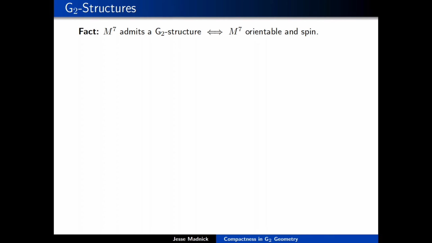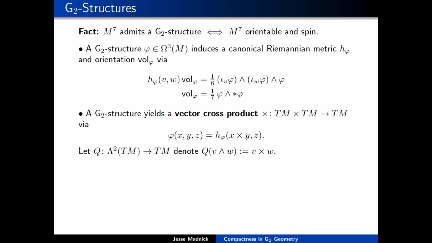Okay, whether a 7-manifold admits a G2 structure is a purely topological question that can be answered with characteristic classes. This is kind of like which even-dimensional manifolds admit an almost complex structure. It's somewhat analogous to that. And it's known, not too hard to show, that M admits a G2 structure if and only if M is orientable and spin.